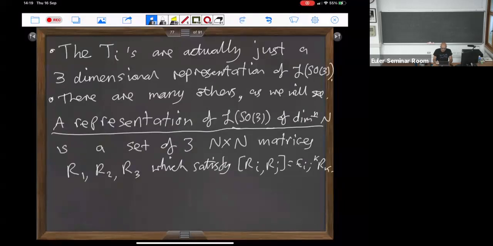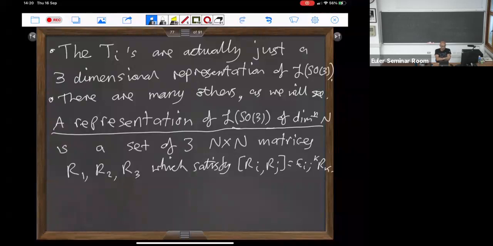So now I'm going to just explain what a representation is mathematically, and then we're going to study some of these. We saw that we've got these matrices, the TIs, which satisfy the relations for the Lie algebra of SO3. So what they actually are is a particular three-dimensional representation of the Lie algebra of SO3, because they're 3 by 3. As we're going to see shortly, there are many additional representations with different dimensions.